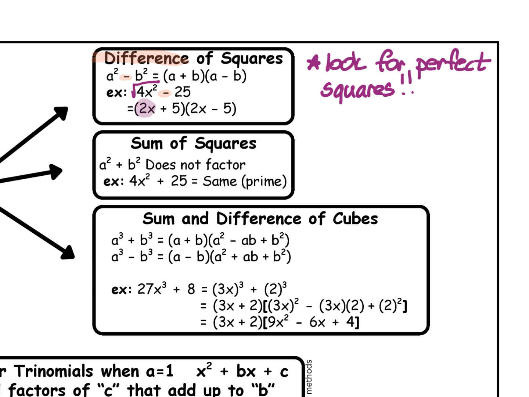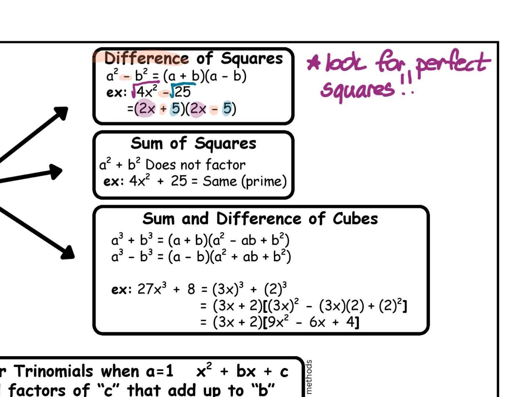Because the square root of 4 is 2 and the square root of x squared is x. And then we're going to take the square root of this term. Don't worry about that sign. We're just going to take that integer. And the square root of 25 is 5. Okay, and then the final step is we just need to make sure that we put in a positive and a negative. It doesn't matter in what order, but that's how you factor these.